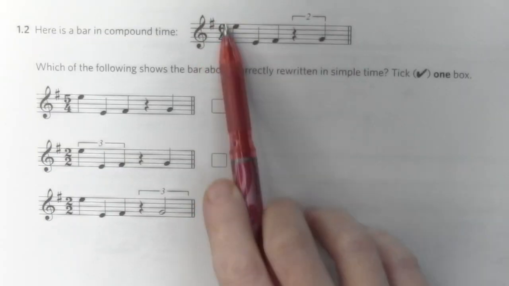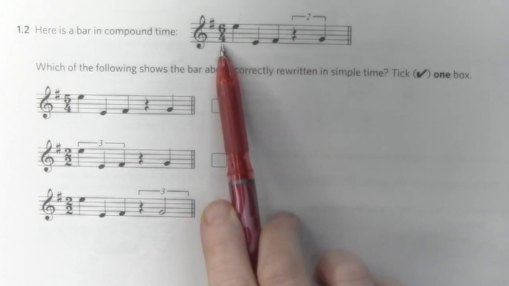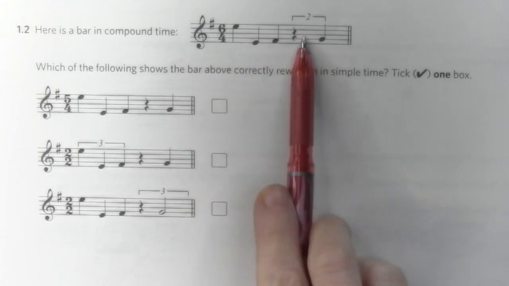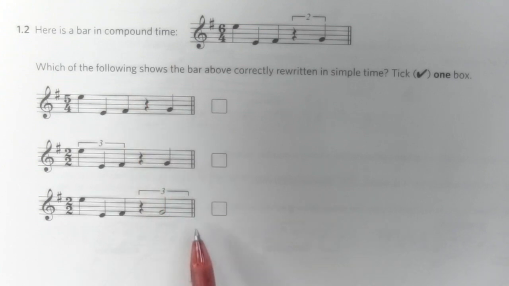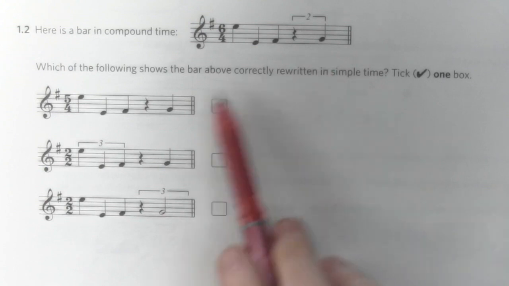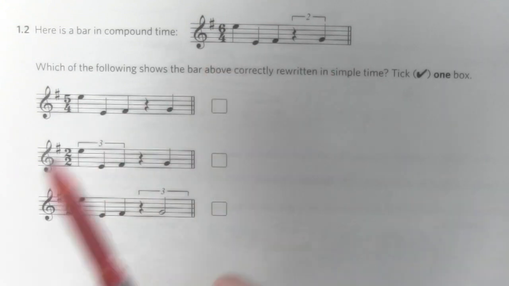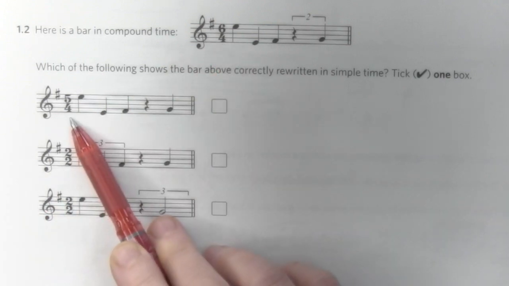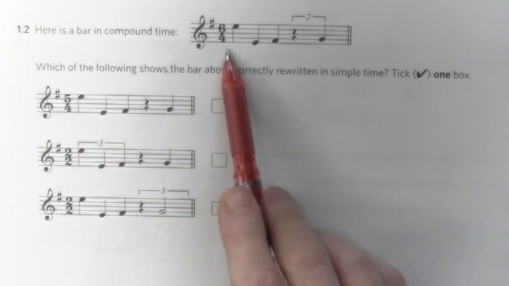Here we have a bar in a compound time, 6/4, 6 crotchets in a bar, grouped in 3: 1, 2, 3, 1, 2, 3. And we need to tick the bar that shows the same rhythm, but in a simple time. 6/4, let's have a look at the whole thing. 6/4, 5/4. That can't be. This is not the simple time.